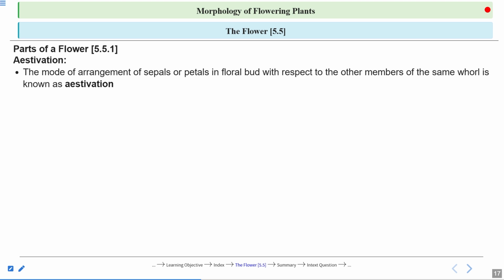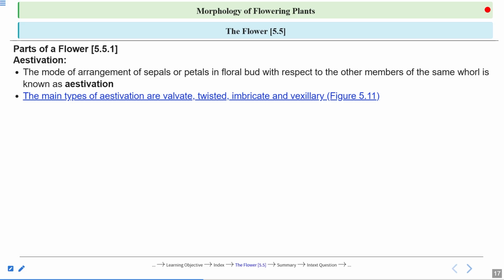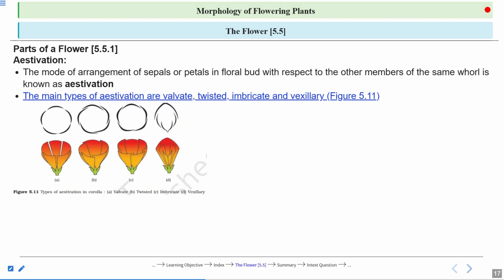Now similarly, petals. There may be many petals: one petal, two petal, three petal. How these petals are arranged in the petal whorl, right? So that is called estivation. The main types of estivation are valvate, twisted, imbricate, and vexillary. These are the different types of estivation. Here you can see the 4 different types of estivation, right?